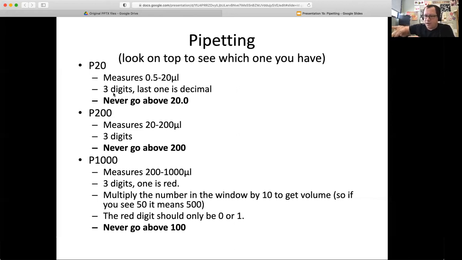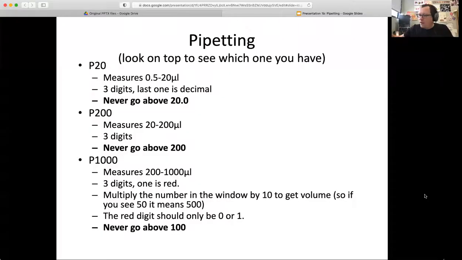Okay, so let's bring that up here. We're at 1,000, just to show you that here. So we're at 100, so that's showing 100 here, but we multiply that by 10, so that's 1,000 microliters.